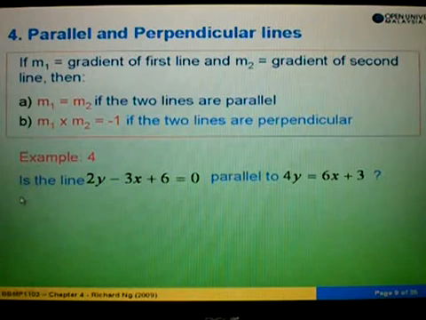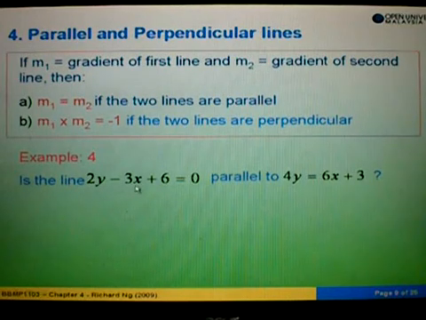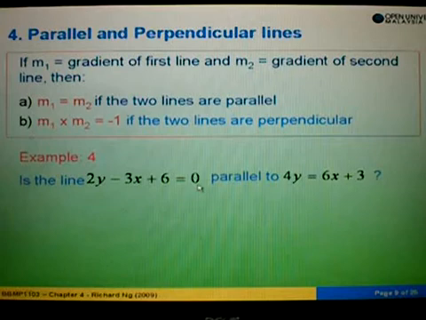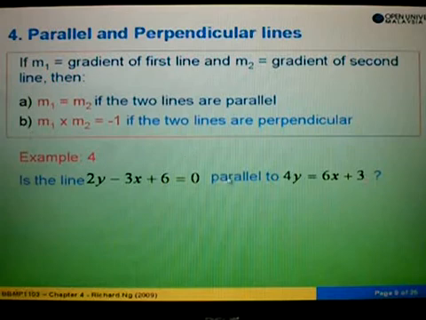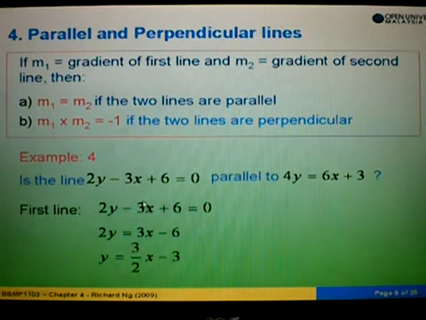We are asked to determine whether the line 2y minus 3x plus 6 equals 0 is parallel to 4y equals 6x plus 3. Remember, if parallel, we have to find out whether the gradients are the same. So if the 2 gradients are the same, then we can say they are parallel. So first we find the gradient of the first line. Remember, in order to find the gradient, we have to convert this equation into y equals mx plus c. So we should get y equals 3 over 2 x minus 3 for this line.